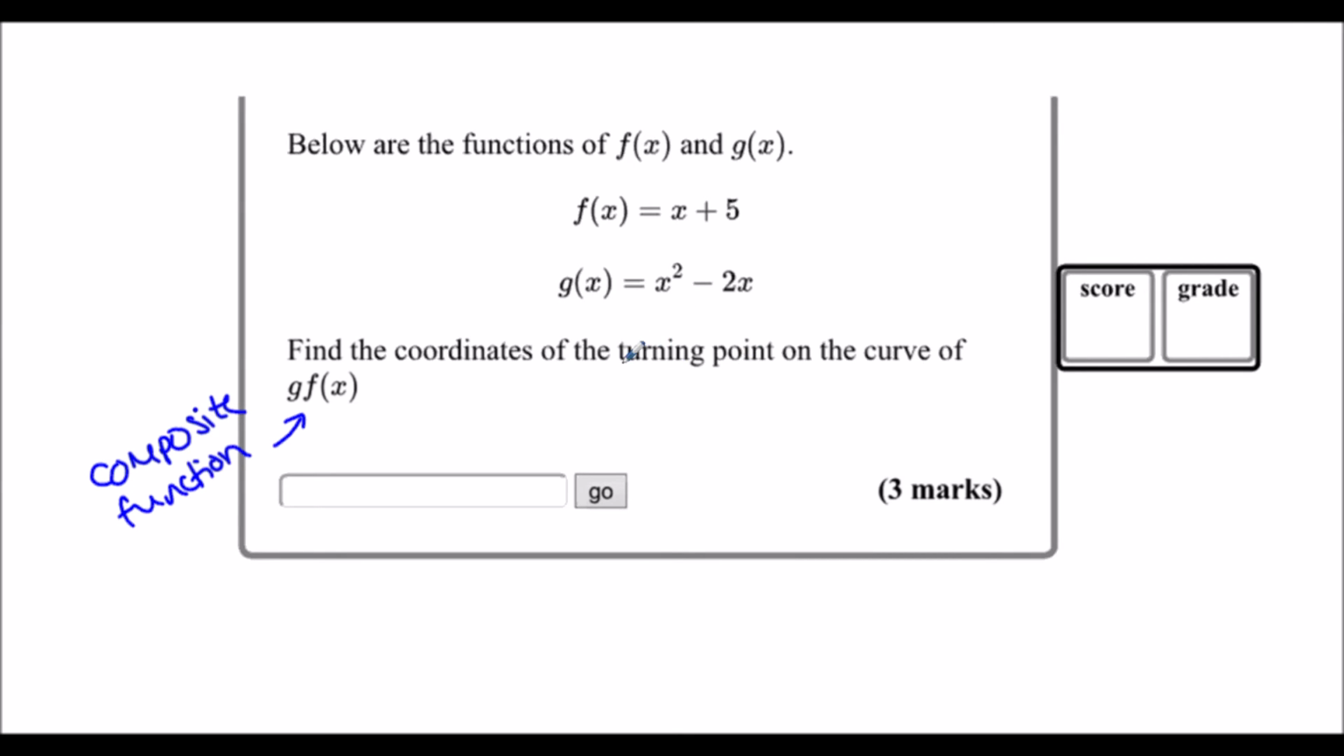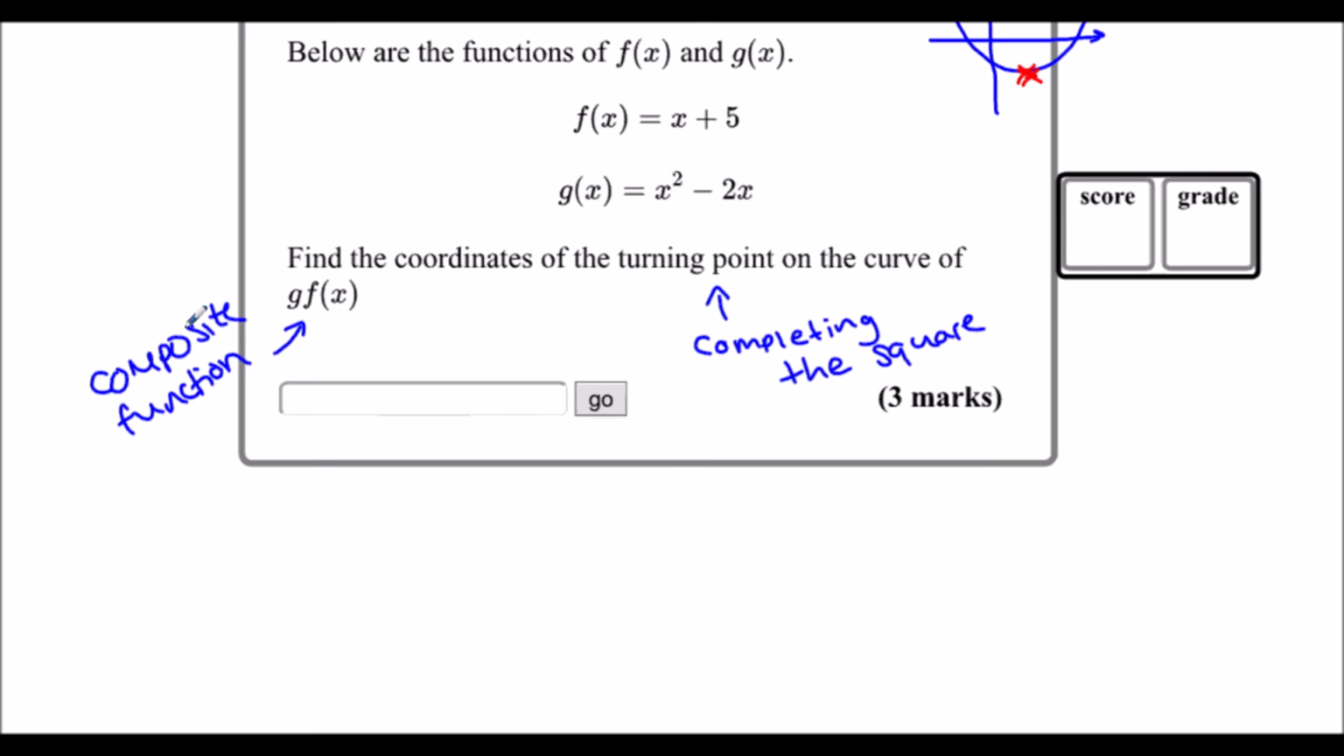And when it says find the coordinates of the turning point, that's the bit on the graph where it turns. So the minimum point of the curve. And one way of finding it is to complete the square. So we're going to deal with our composite function first, and then we're going to complete the square on our answer to our composite function. So we're going to have g f x.